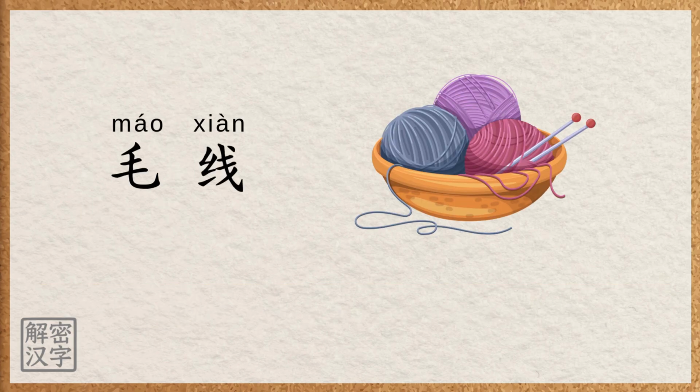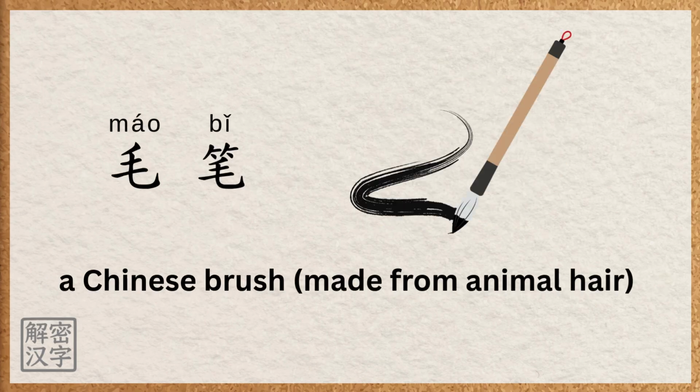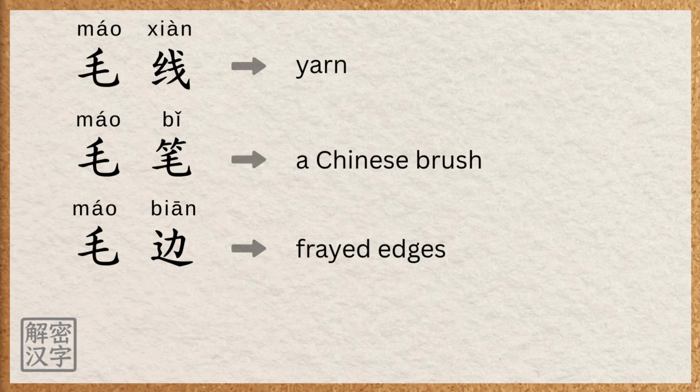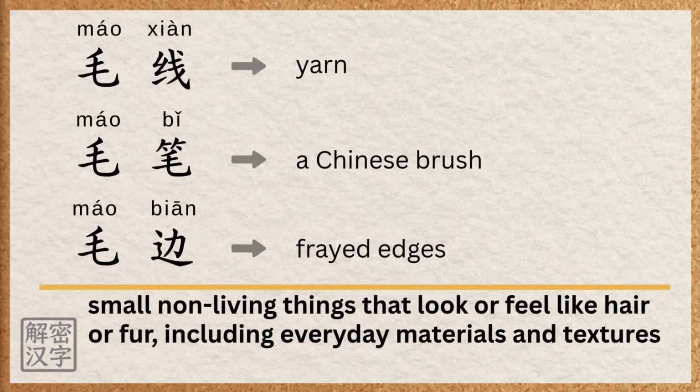毛线 means yarn. 毛笔 means a Chinese brush. 毛边 means frayed edges, tiny fibers on clothes or paper that haven't been trimmed. Here, Mao refers to small, non-living things that look or feel like hair or fur, including everyday materials and textures.